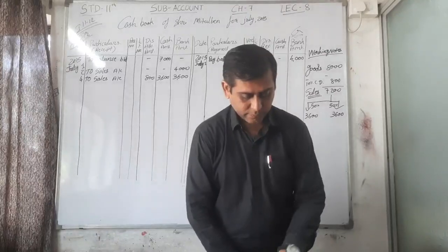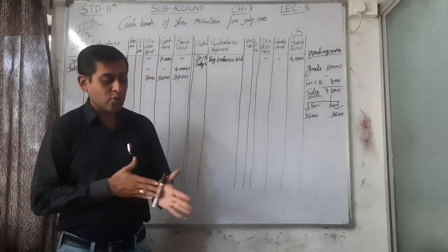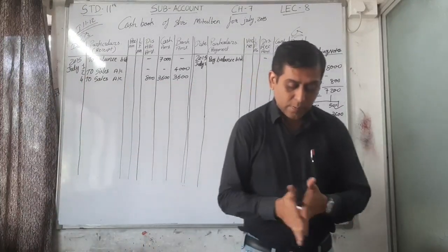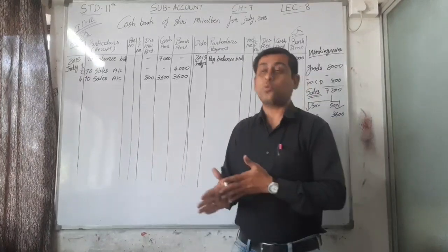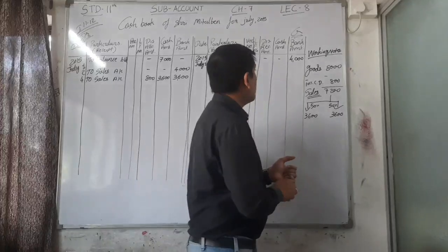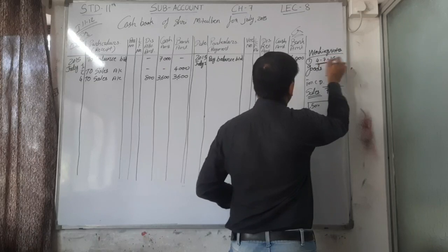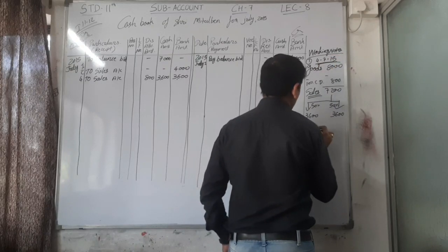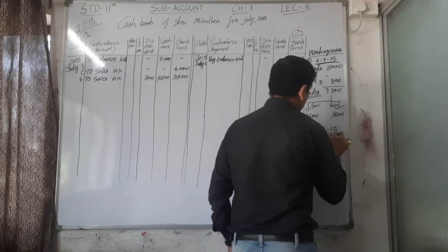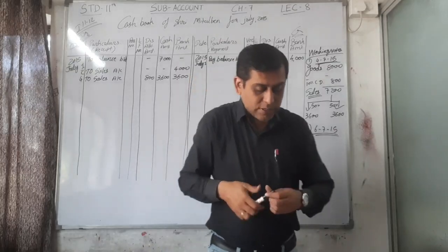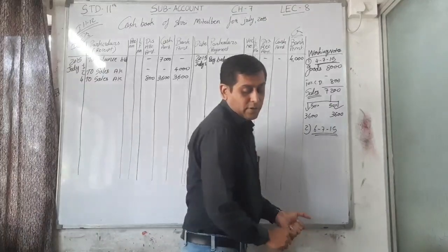Now next, 6th entry. What is the entry? First of all, 6th, goods of rupees 3,000 purchased in cash from the pen at 10% cash discount. Now the second working note, 6,715. See that goods of rupees 3,000 purchased in cash from the pen at 10% cash discount.